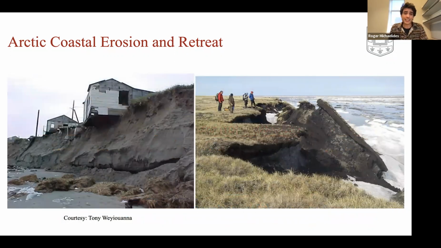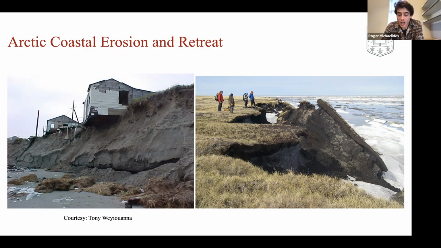And this is just, again, to give you a sense for how this manifests in really dramatic ways. At right is that image we saw first, and then at left is an example of coastal bluff collapse. In this case, this was an indigenous community in Alaska that had to be abandoned due to these coastal retreats.